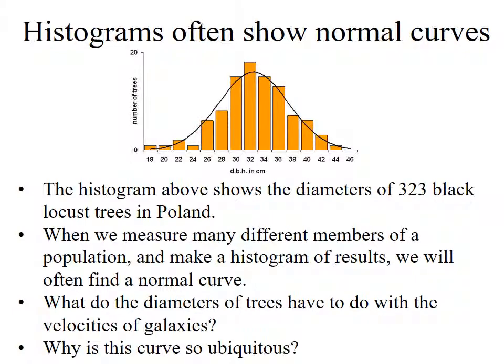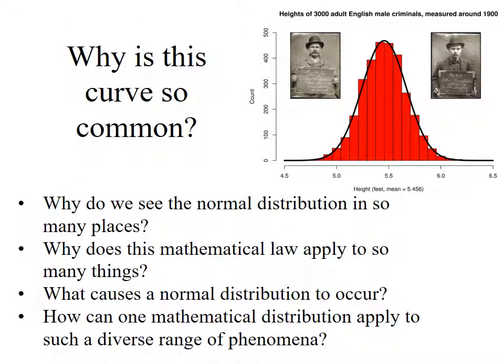How come? Here's another example. Look at this. Here we have the heights of 3,000 adult English male criminals measured around the year 1900. And there's that beautiful normal distribution. This is a mathematical law, and it pops up all over the place. We find it in physics, in astronomy, in biology, in chemistry. This is an amazing, amazing thing.